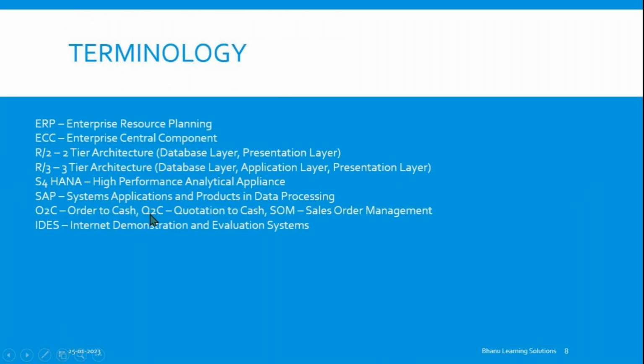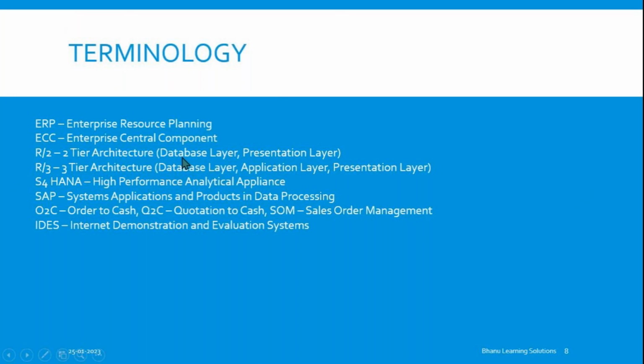So this is the terminology that we have used so far. This PPT will be shared with you, you can have this. ERP, enterprise resource planning, enterprise central component ECC, this is R/2, means two-tier architecture. Earlier we had only a database layer and presentation layer, the application layer was not there. Then R/3, three-tier architecture. Architecture means they have three types of layers. The database layer means if you create any data, let's say customers data, materials data, sales transactions data, pricing records data, all that stuff is stored in the database layer.